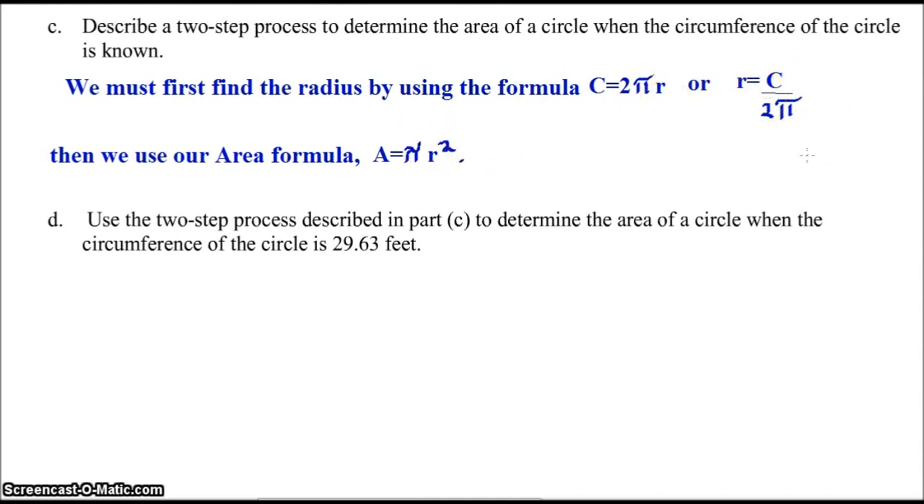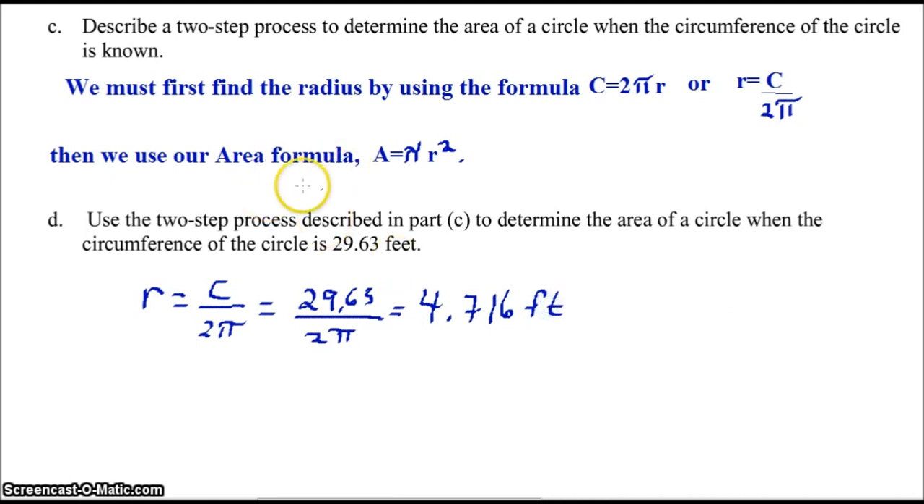Anyways, part D. Use the two-step process described in part C to determine the area of a circle when the circumference of the circle is 29.63 feet. So if I use what I've just described to you in part C, then we can first find the radius, which is our circumference over 2 pi, or 29.63 feet over 2 pi. Use the calculator. We get approximately 4.716 feet.